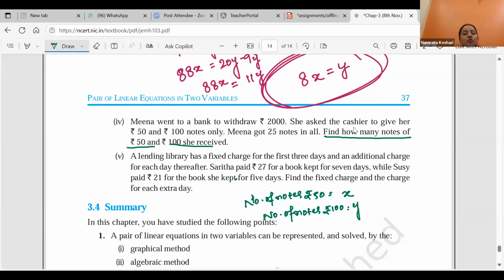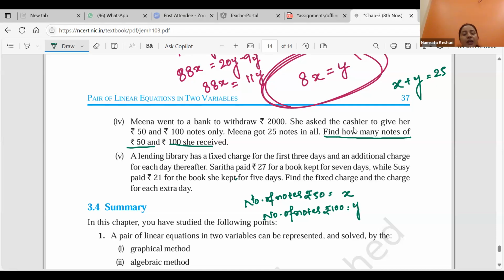So Meena went to bank to withdraw 2000 rupees. She asked the cashier to give her rupees 50 and rupees 100 notes. Meena got 25 notes in all. Can you tell me what will be the equation? x plus y is equal to 25. That is one of the equations. And the next one? 50x plus 100y equals 2000.